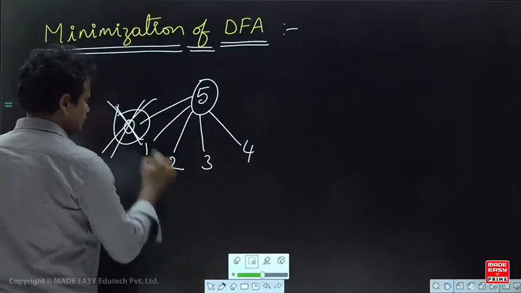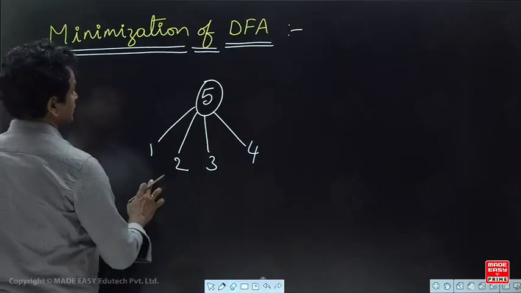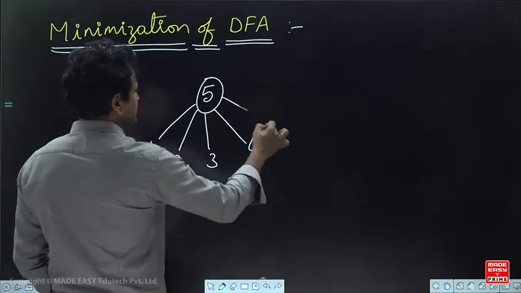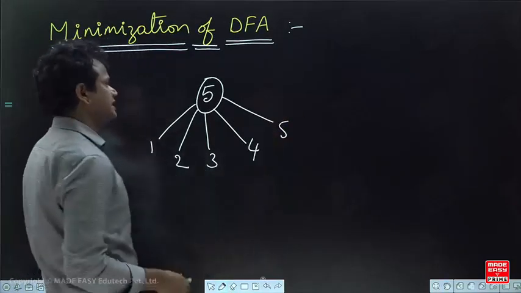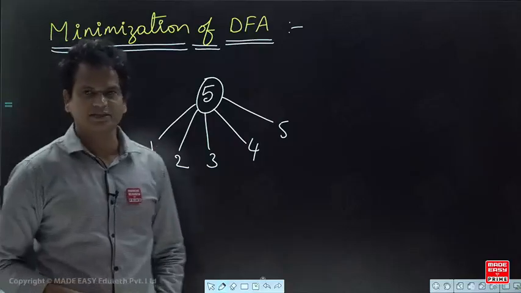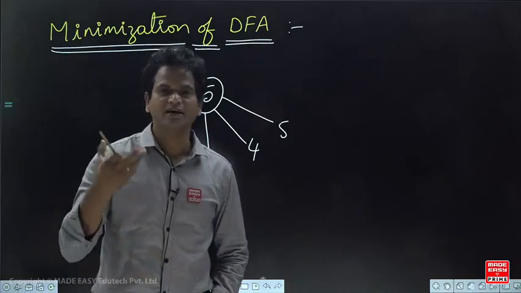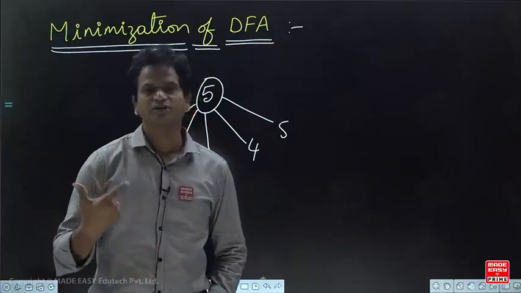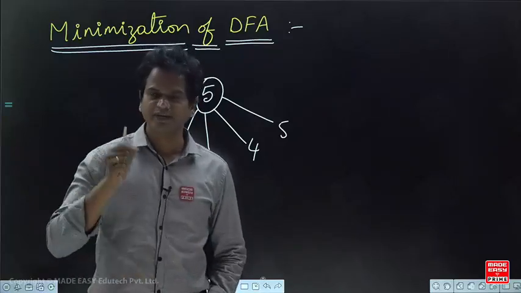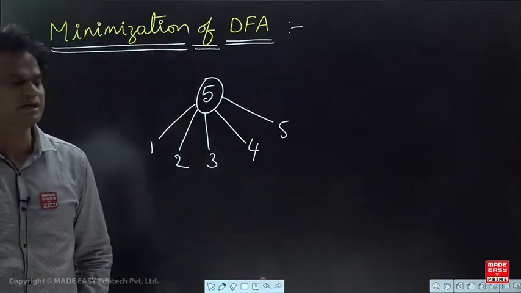We may reduce to 1, but not 0. Itself might be the minimized one. So we cannot reduce every DFA, because if it is already minimized, how can we reduce? If we reduce, how to reduce? That is the question here.